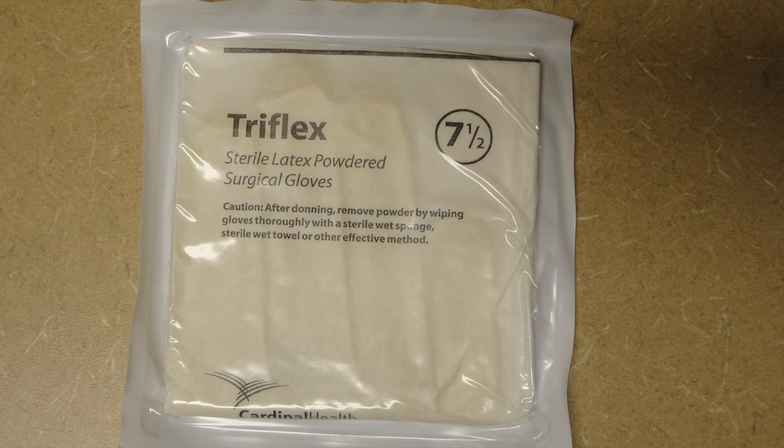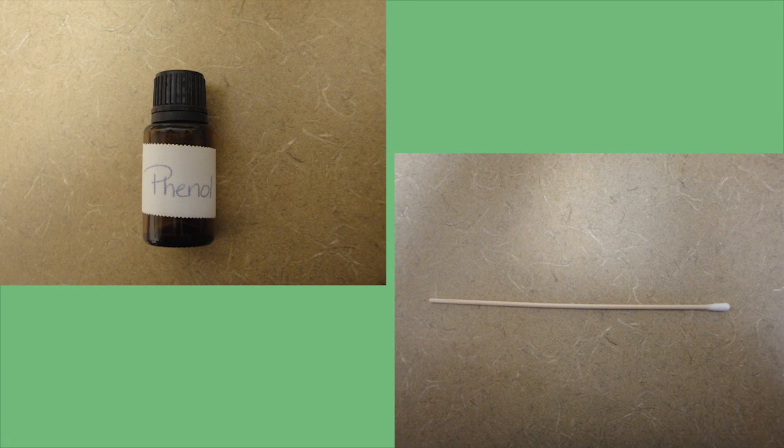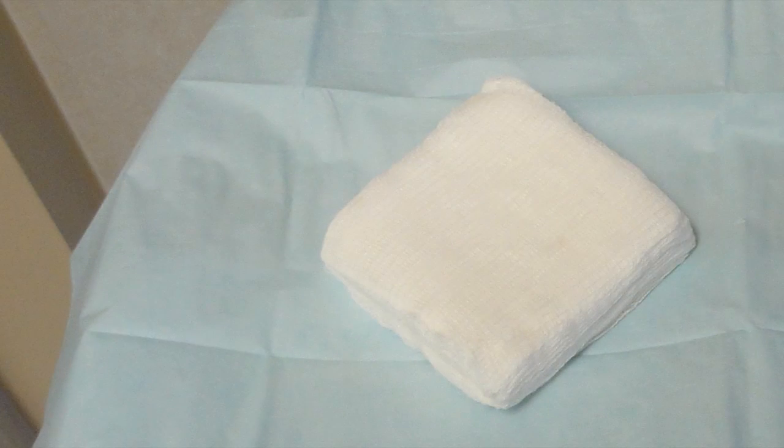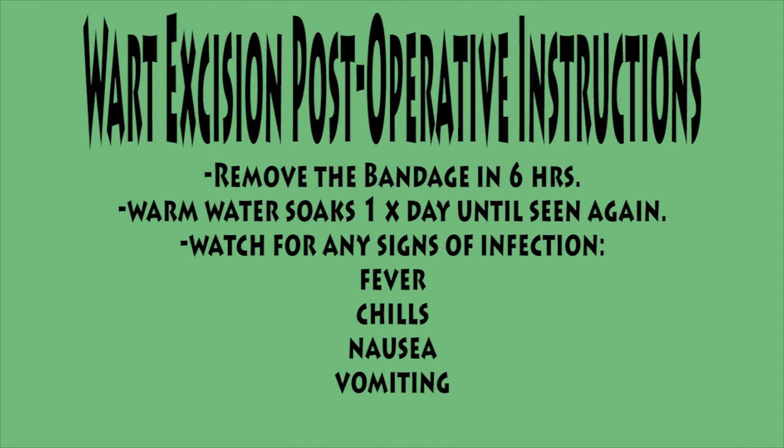the room. When the procedure is finished, you will need to be available with the phenol and Q-tip for the physician. The physician will bandage the patient, which will consist of Silvadene, 4x4s, Cling, and Coban. Instruct the patient to remove the bandage in 6 hours and do warm water soaks once a day until seen in the office. Make sure you go over all the information regarding infection. If they experience any streaking redness, fever, chills, nausea, or vomiting, they are to be seen immediately.